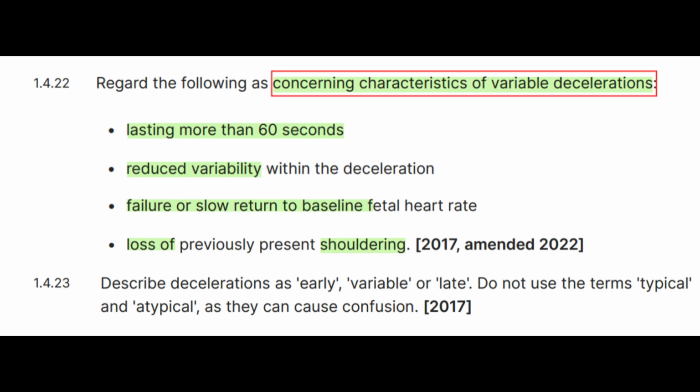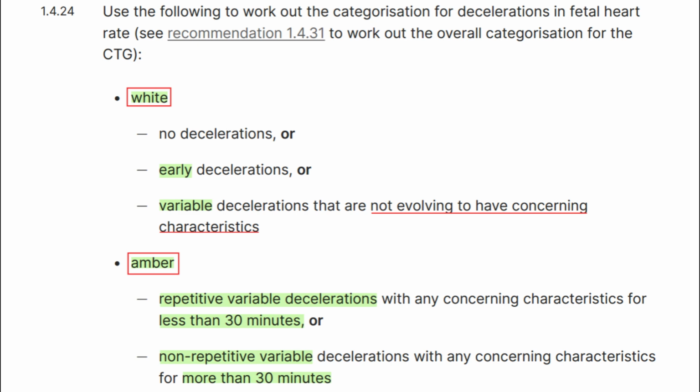Regard the following as concerning characteristics of variable decelerations. Lasting more than 60 seconds. A reduced variability within the deceleration. A failure or slow return to baseline fetal heart rate. A loss of previously present shouldering. Describe decelerations as early, variable, or late. Do not use the terms typical and atypical, as they can cause confusion. Use the following to work out the categorization for decelerations in fetal heart rate.